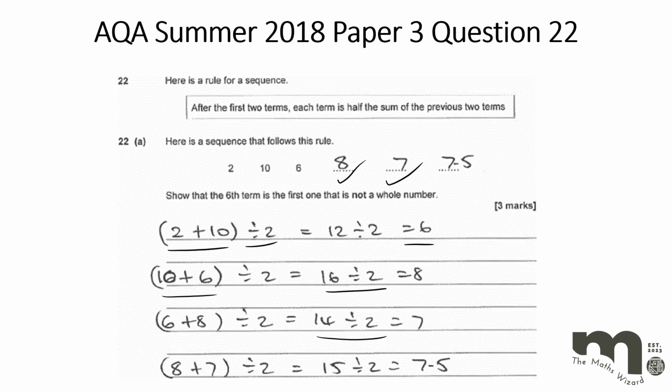So far we've only got whole numbers, and the idea was to show that the sixth one was a decimal. So if we add the 7 and the 8 together, we get 15, and then half of 15 gives you 7.5, and that proves that the sixth term is the first one that's not a whole number.